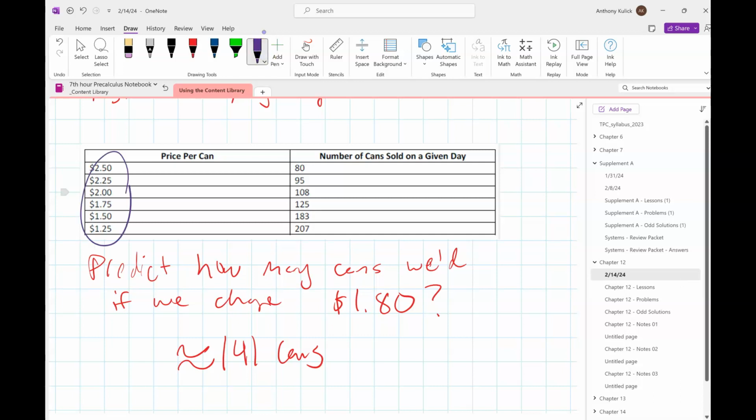Notice that $1.80 lies in between the set of data that I used to build this model, right? Can you guys see that? When I do that type of problem, this is called interpolation.